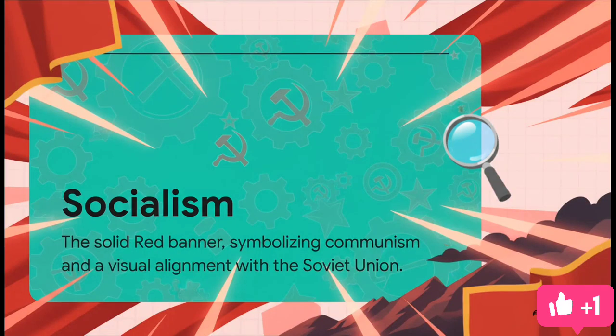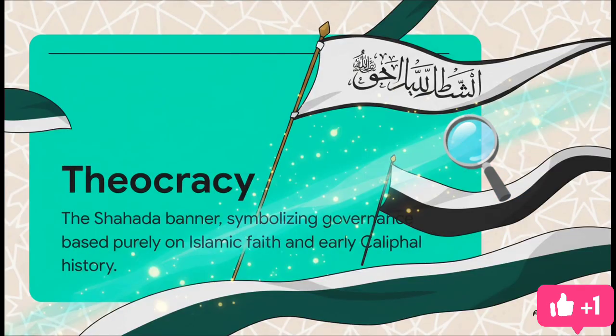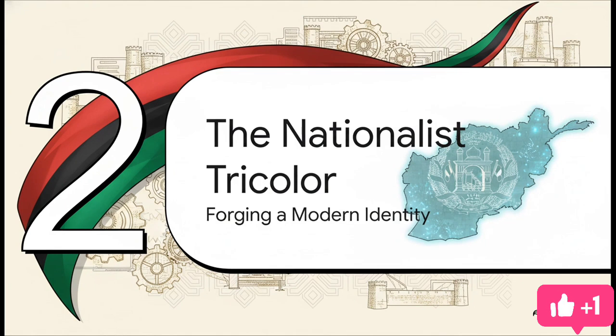The second vision is socialism. This represents a period of secular, Soviet-aligned rule, and its flag is a dead giveaway. That dominant red color and those socialist symbols are a direct visual link to global communism. And the third competing idea, theocracy. This is the vision of a state governed by fundamentalist religious principles. It basically throws out all the nationalistic symbols and instead uses the Shahada, the Islamic declaration of faith, on a simple, stark banner.